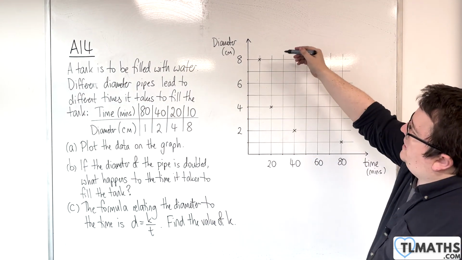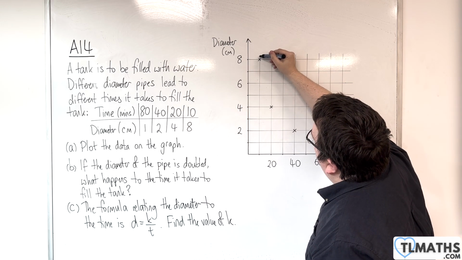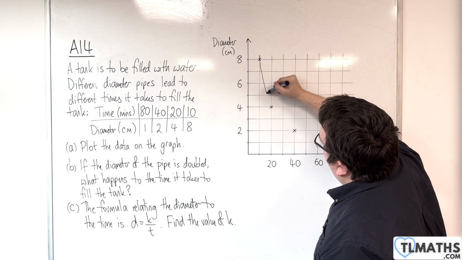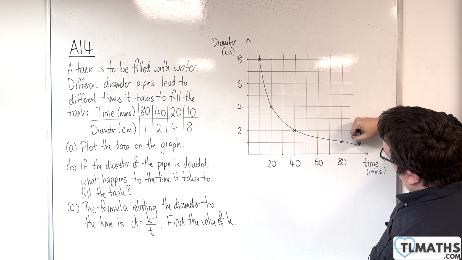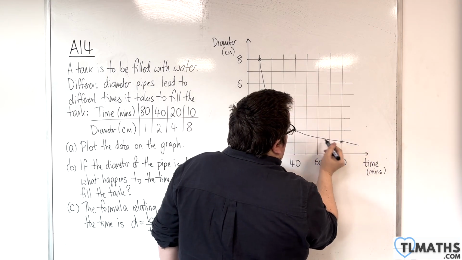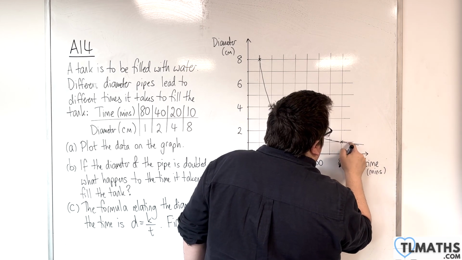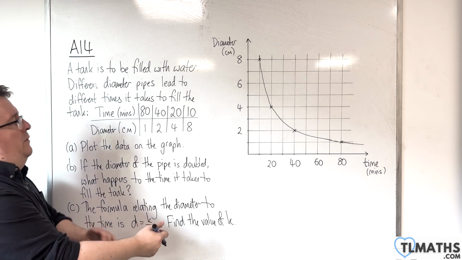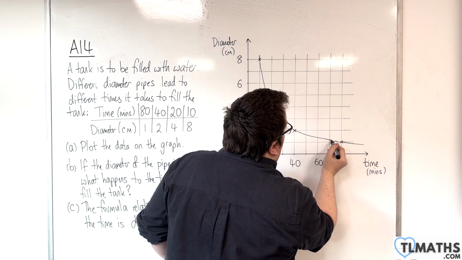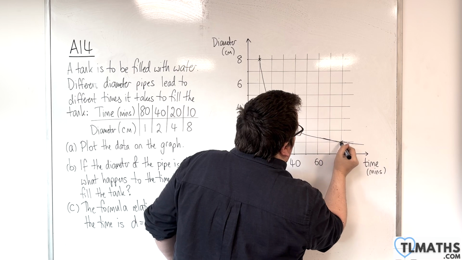Okay, and so the shape of the graph would be a nice smooth curve going through those data points. So let's try and do that. Something like that. I'm a bit off there, don't I? There we go. Okay, so let's tidy that up a little bit.